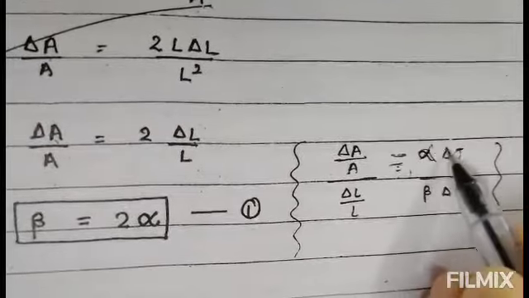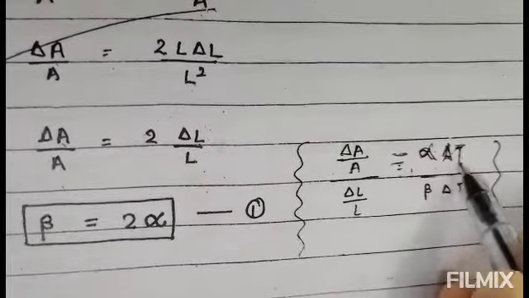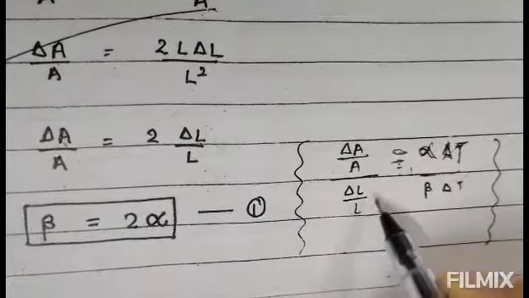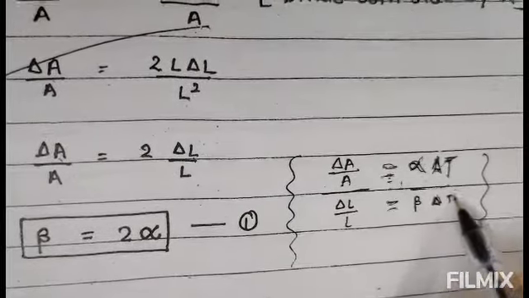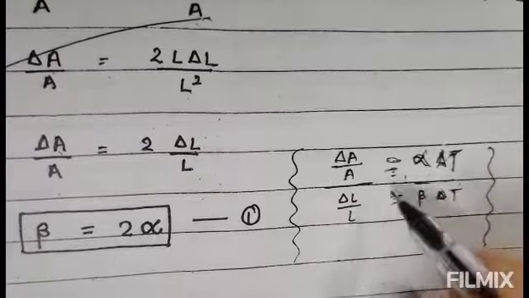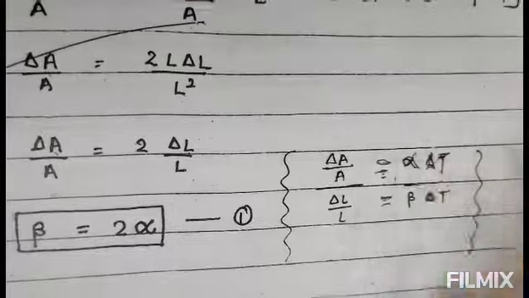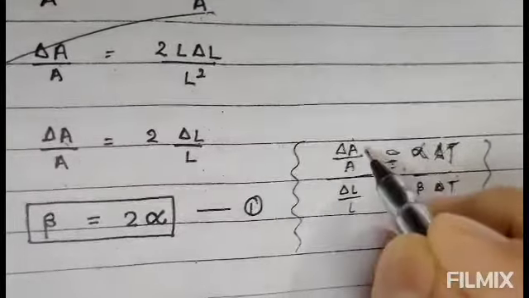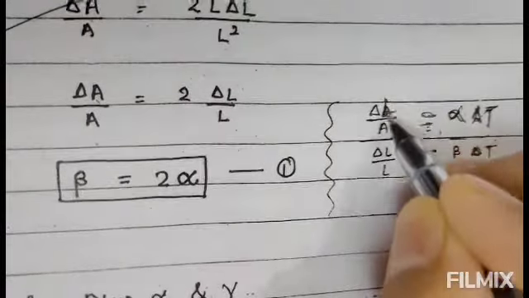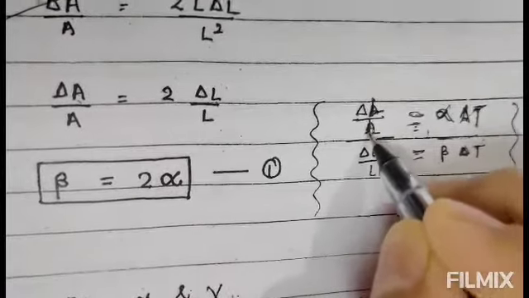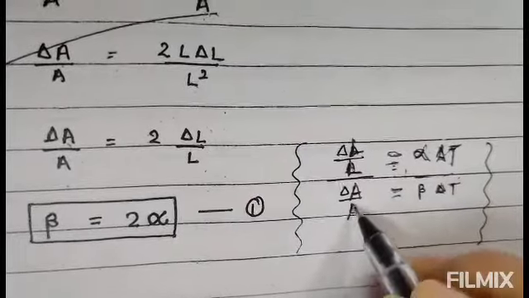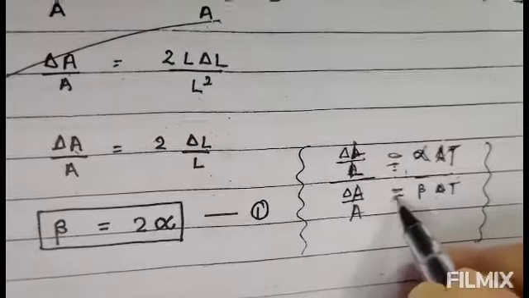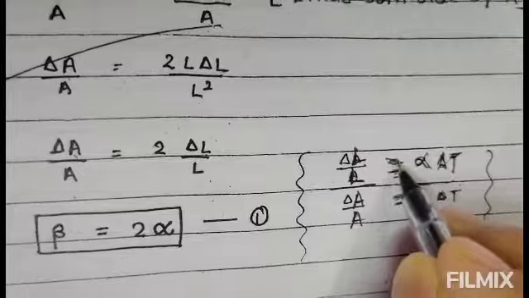You know that the fractional change in area is equal to beta del T, and the fractional change in length is equal to alpha del T. Okay, we'll just put the values here.